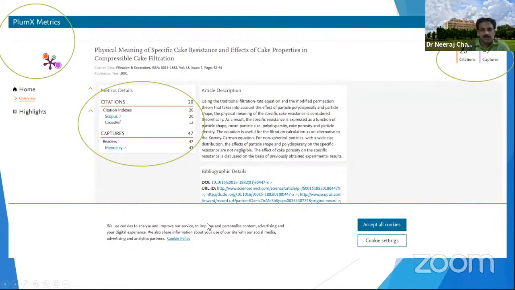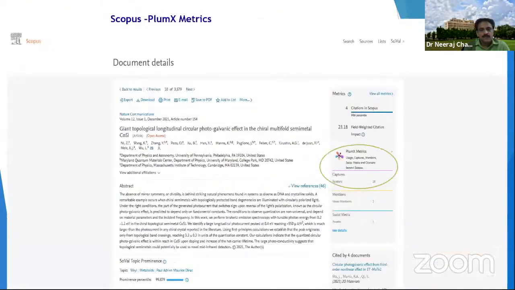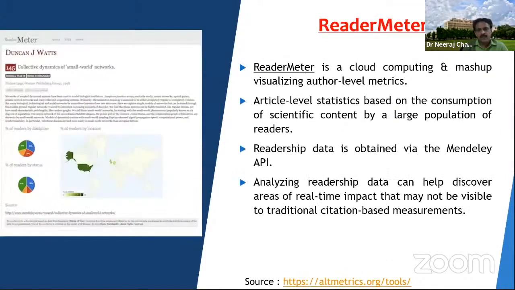This is another article from the ScienceDirect. This is another article from Scopus. You can see this, all these 6 things are there, and Plum Metrics is integrated with the article. ScienceCard is also one of the sources. Readermeter, which is the source for getting this article level metrics.